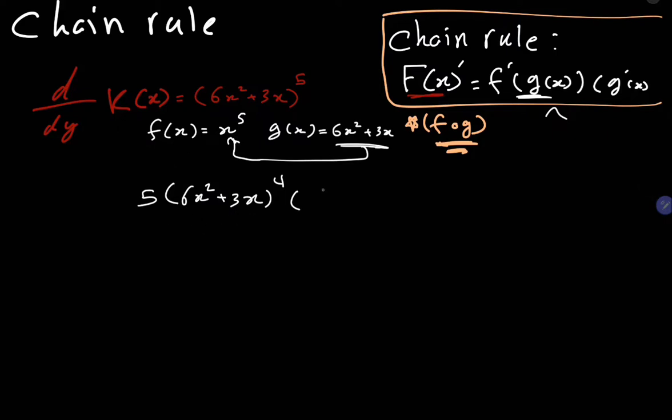So the derivative of 6x squared plus 3x is gonna be 6 times 2, which is 12x, plus the derivative of 3x, which is 3 alone, 3 I guess. So this is the final answer. It's pretty straightforward, I think. I think with a few more examples it's gonna be clearer.